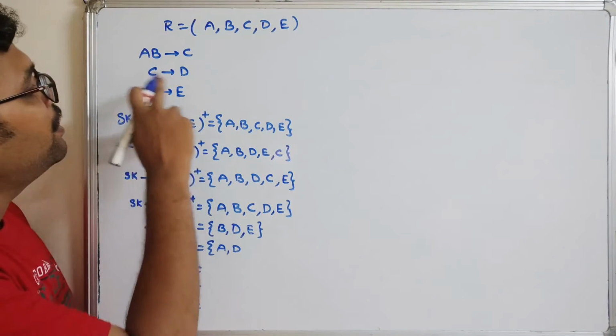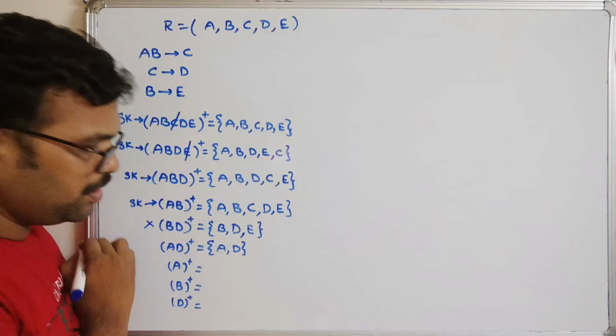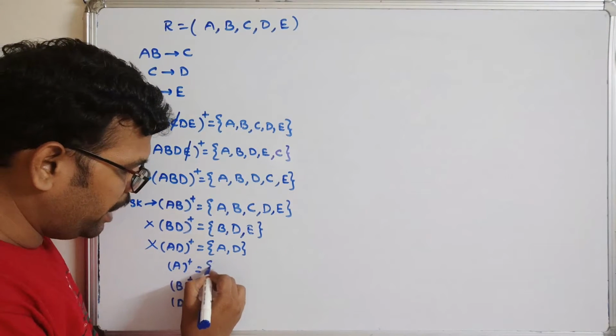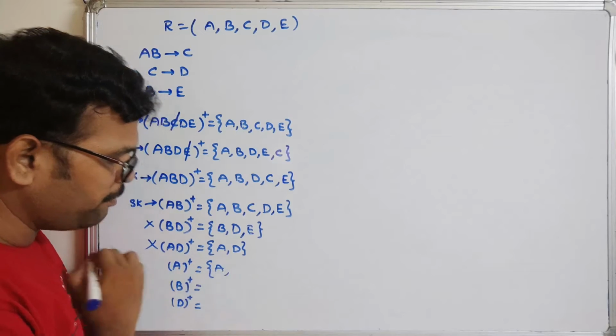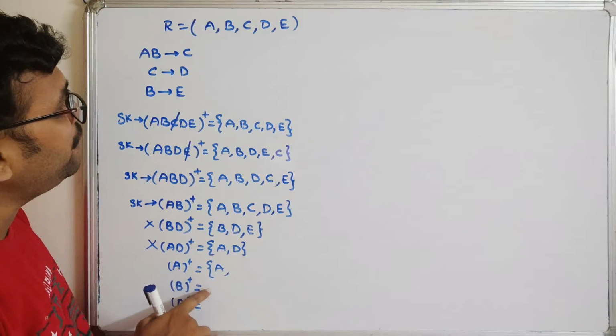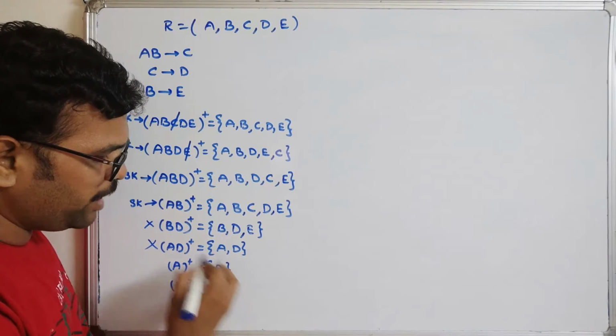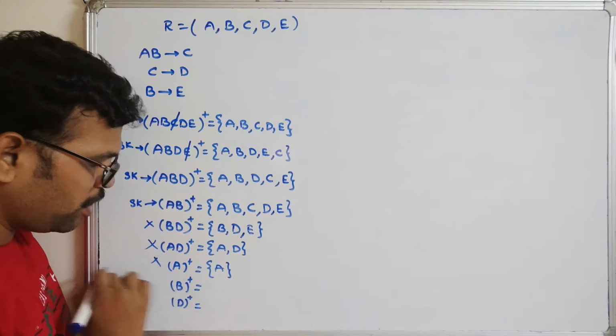If you know D, nothing happens. So this is the only closure, and this is also not a super key. And coming to A plus, A can be determined. And then if you know A, any other attribute? No. So this is the only attribute we can determine. So this is also not a super key.